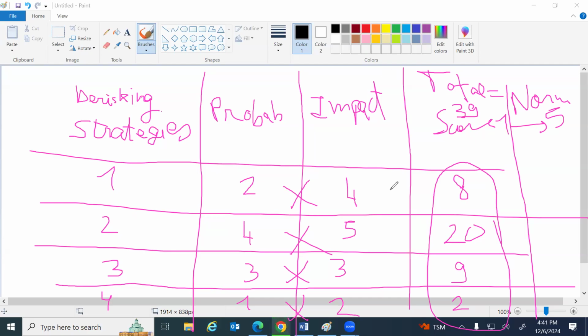Okay. So if I just do here, I should do 8 over 39 times 100. If I want to get it in percentage, I multiply by 100, or I can keep it as a fraction. 20 over 39, 9 over 39, and 2 over 39. Great. So now these are the weights of my de-risking strategies. But in general, how can I ask the question?